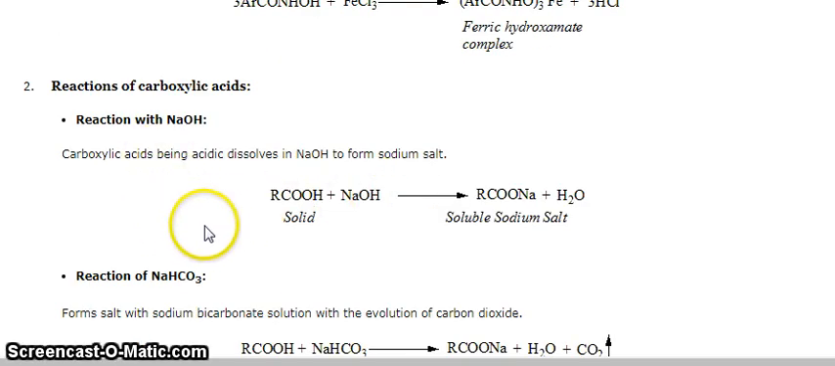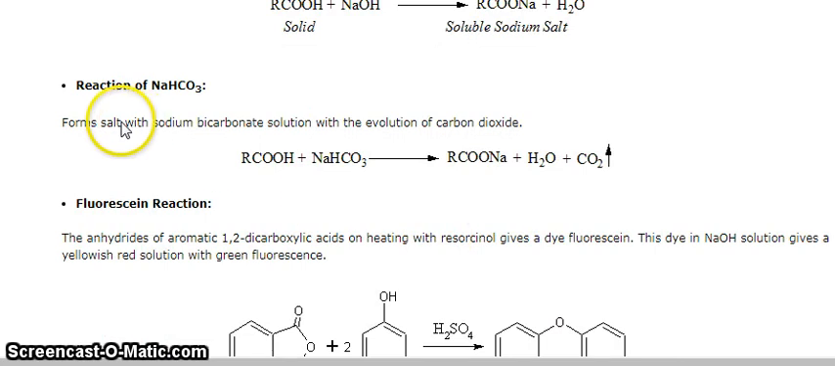Now friends, reactions of carboxylic acid. Reaction with sodium hydroxide. Carboxylic acid being acidic dissolves in sodium hydroxide to form sodium salt. Friends, this is a very common reaction, and this product over here is the soluble sodium salt. Reactions of sodium bicarbonate. It forms salt with sodium bicarbonate solution with the evolution of carbon dioxide. You can see in this reaction, acid reacts with sodium bicarbonate forming soluble sodium salt, water and carbon dioxide.